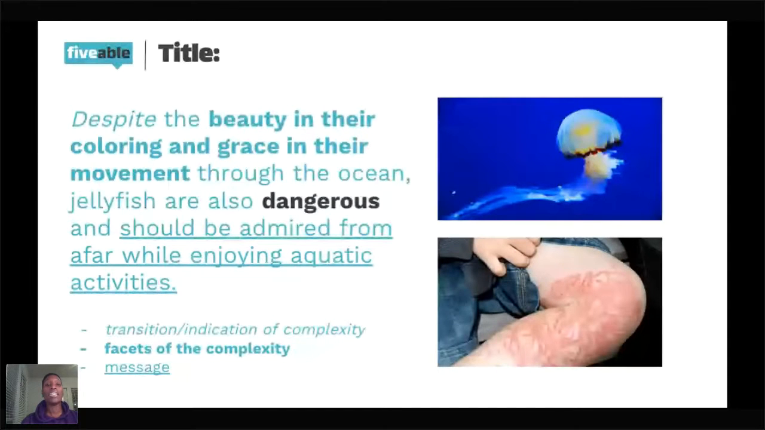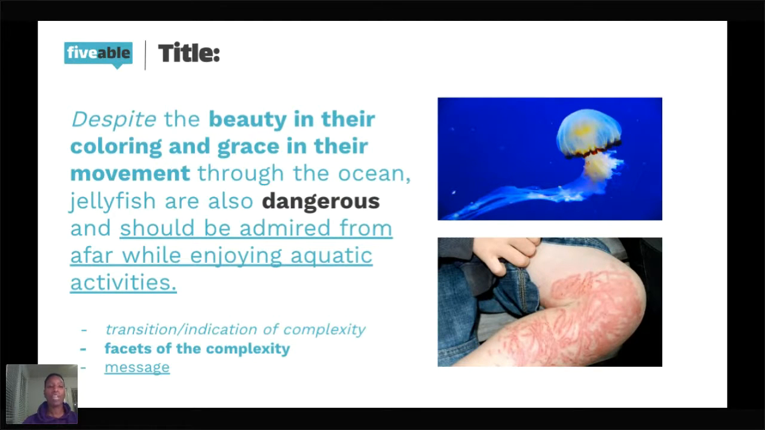So to gather those two sides, to gather that complexity into a sentence, I have this despite, right, which indicates that we've got some tension here. So despite the beauty in their coloring and grace in their movement through the ocean, jellyfish are also dangerous and should be admired from afar while enjoying aquatic activities. And so this is kind of the way that your thesis might start to work when you're writing about a complex portrayal or a complex relationship.